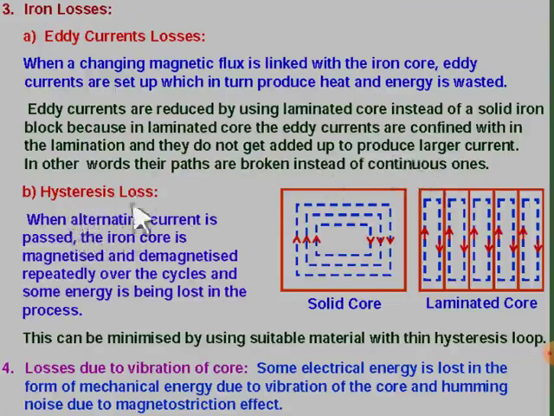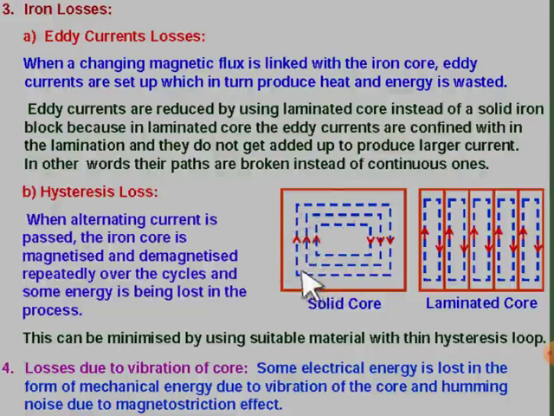Hysteresis loss. Hysteresis means what? Whenever a changing magnetic flux is applied, during the positive side it is magnetized, and during the negative half of the AC it is demagnetized again. So this soft iron core is subjected to a cycle of magnetization and demagnetization, and this process we call the hysteresis cycle.